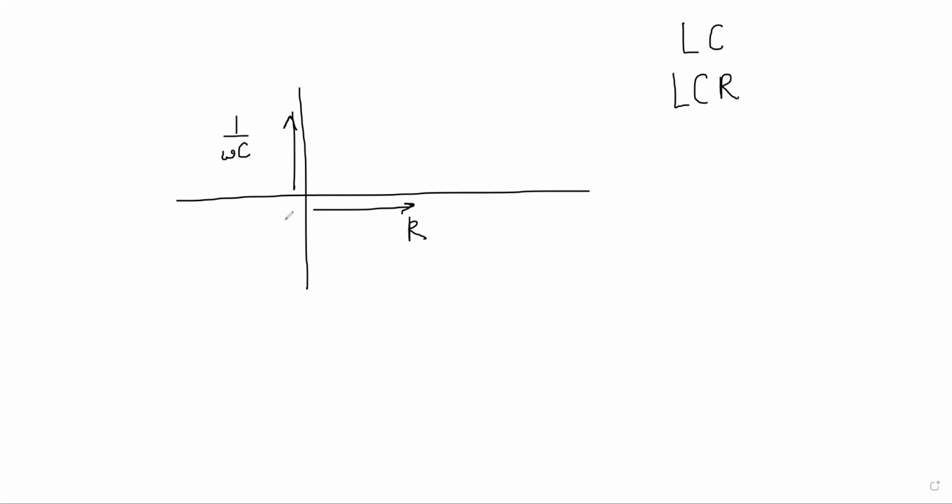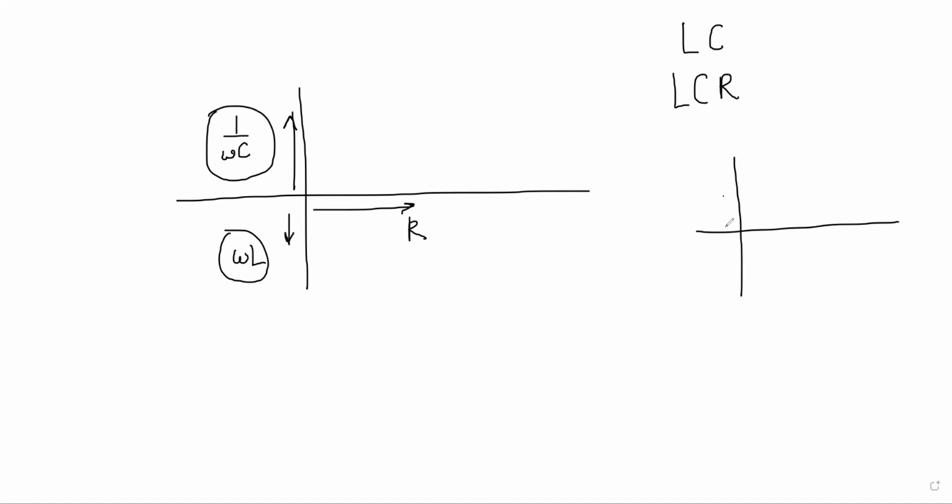LCR circuit also similarly. In an LCR circuit, there are three things: R, 1 by omega C, and omega L. Now, it depends whether this is bigger or this is bigger, right? So you'll first take the resultant of these two. In some cases, it will be like this, where the total here will be 1 by omega C minus omega L, and this side will be R.